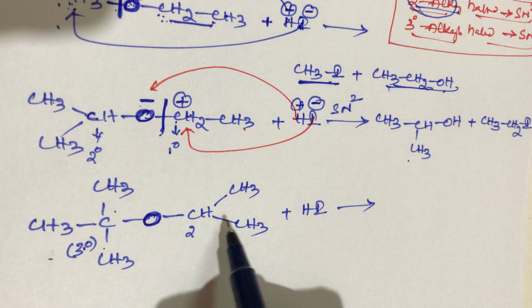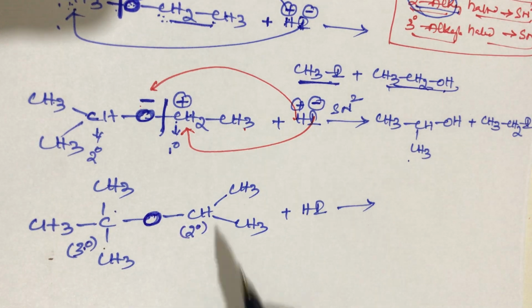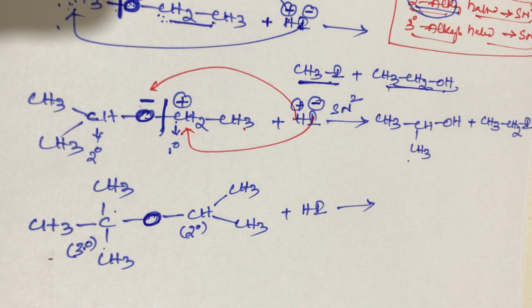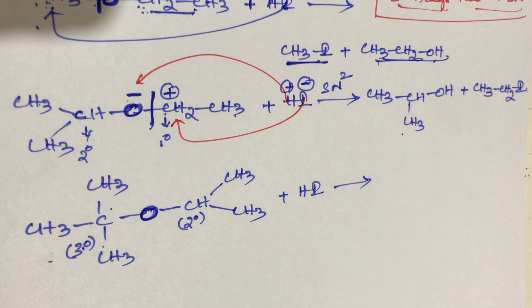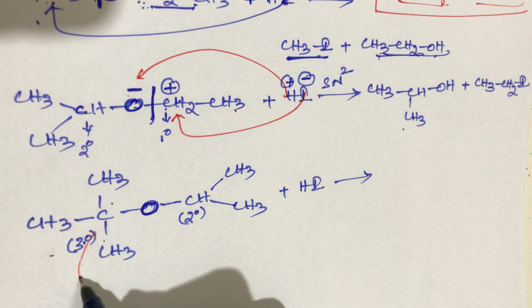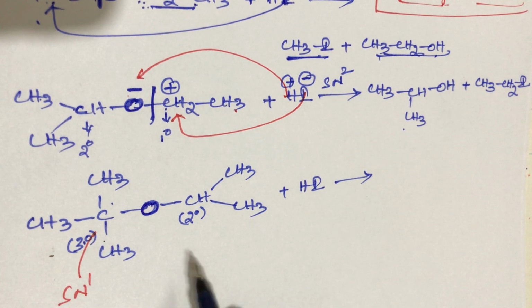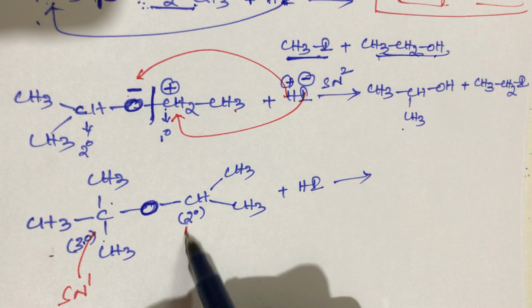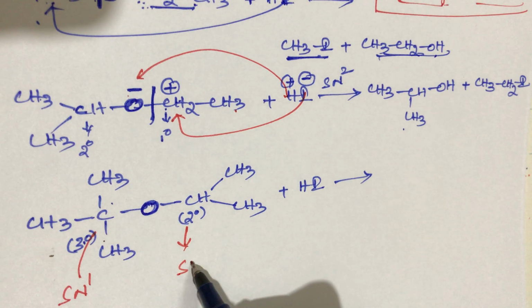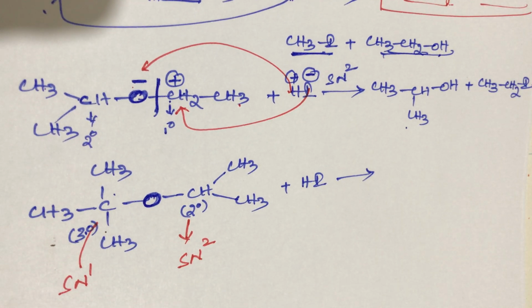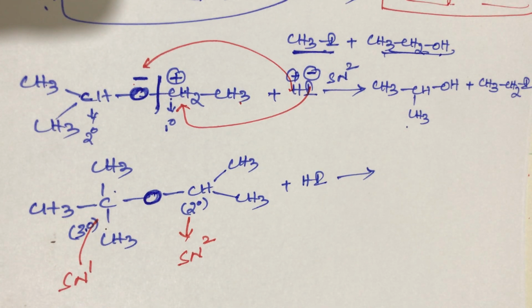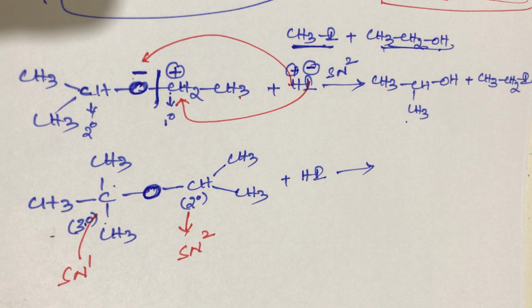This oxygen is connected to the right-hand side, that is a secondary carbon, student. So what I said, student, is that tertiary alkyl groups follow the SN1 mechanism, and secondary alkyl groups follow the SN2 mechanism. In the SN1 mechanism, the stability of the carbocation that will be formed matters.